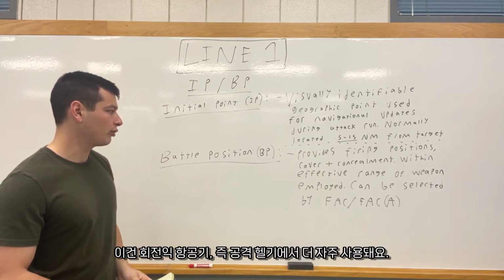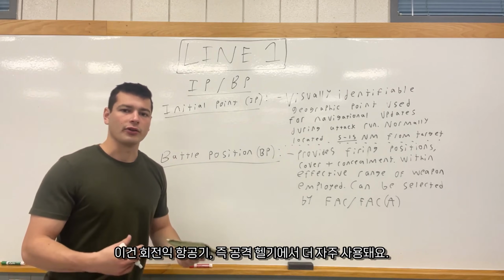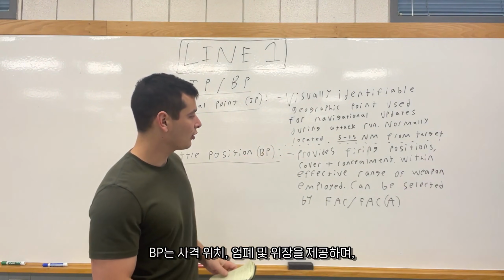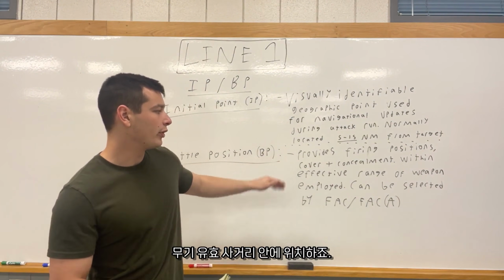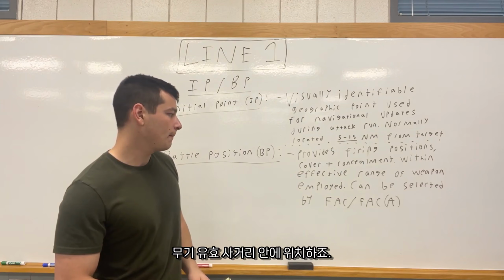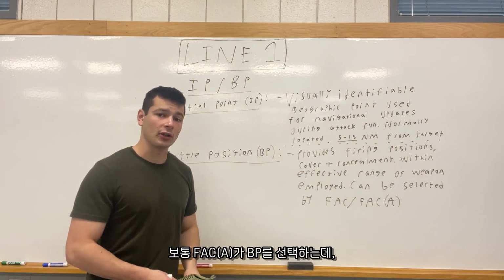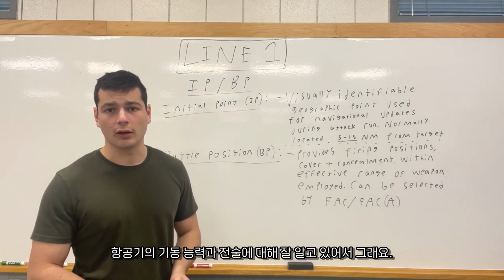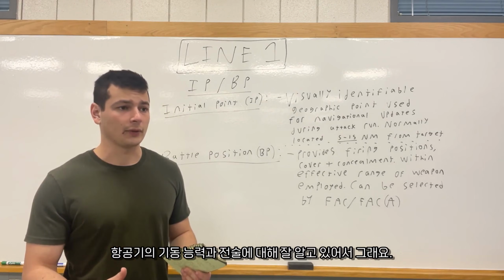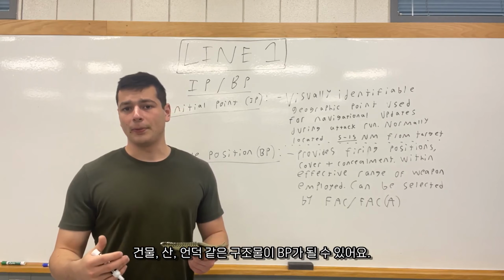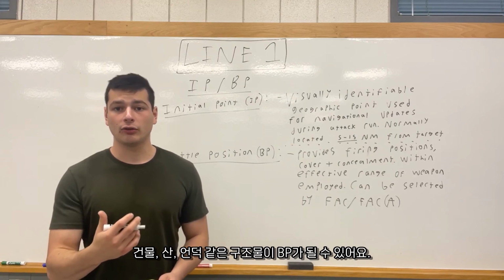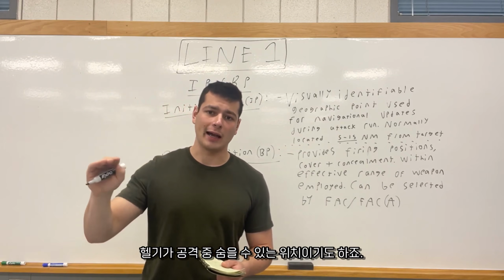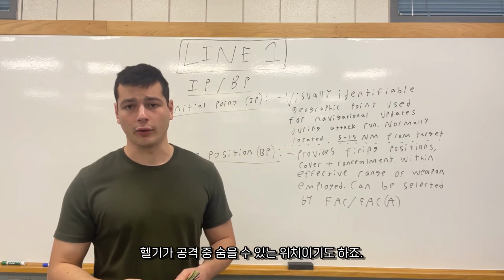This is more typically used for your rotary wing aircraft, your attack helicopters. So a BP provides firing positions, cover and concealment, and it is within the effective range of the weapon being employed. Oftentimes your battle position is going to be selected by your forward air controller, because they typically have a greater understanding of those aircraft's capabilities and tactics in terms of maneuvering. So for battle positions, think buildings or mountains or hills, something that a helicopter would be able to duck behind as it's engaging the target in order to provide it cover and concealment.